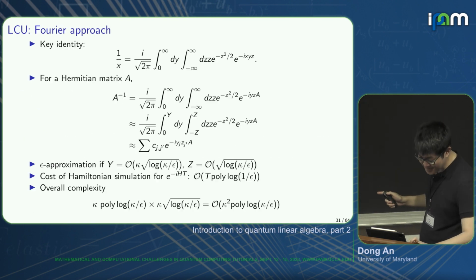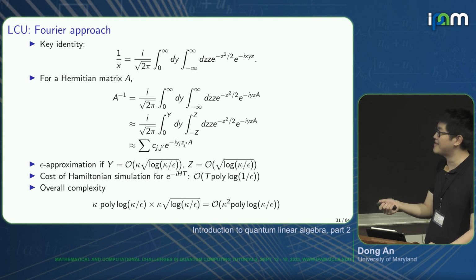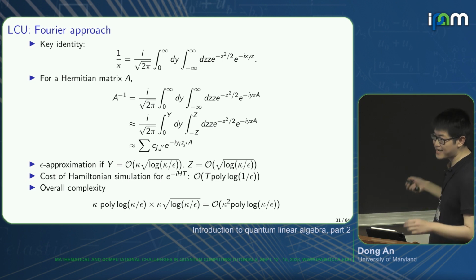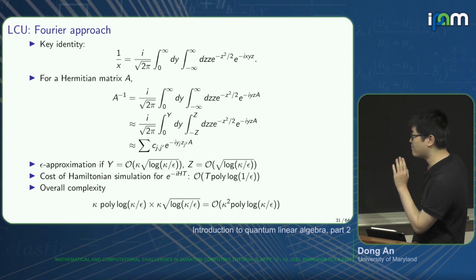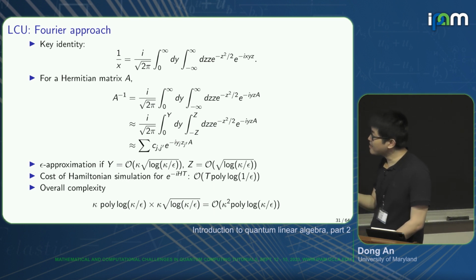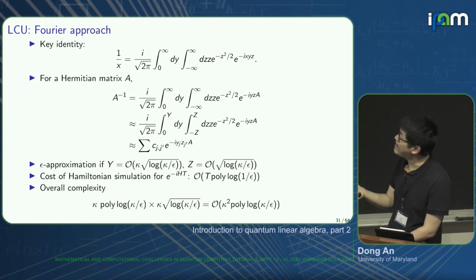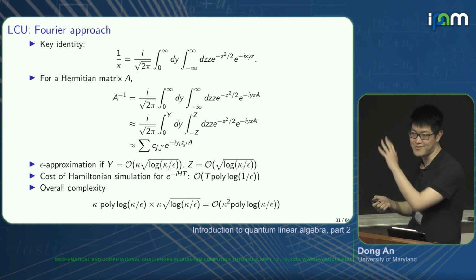The first approach is the Fourier approach. That is, we will use the Hamiltonian simulation of the matrix A. Here is the detailed representation, but there are just some math equations, so I will try to work through them quickly. We start with the first identity: 1 over x can be written as a double integral like this, and you can check that. It is not very hard to compute.